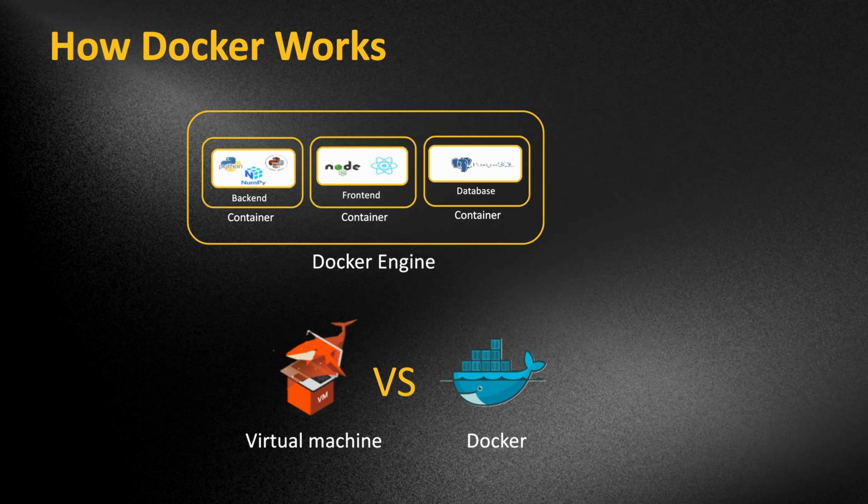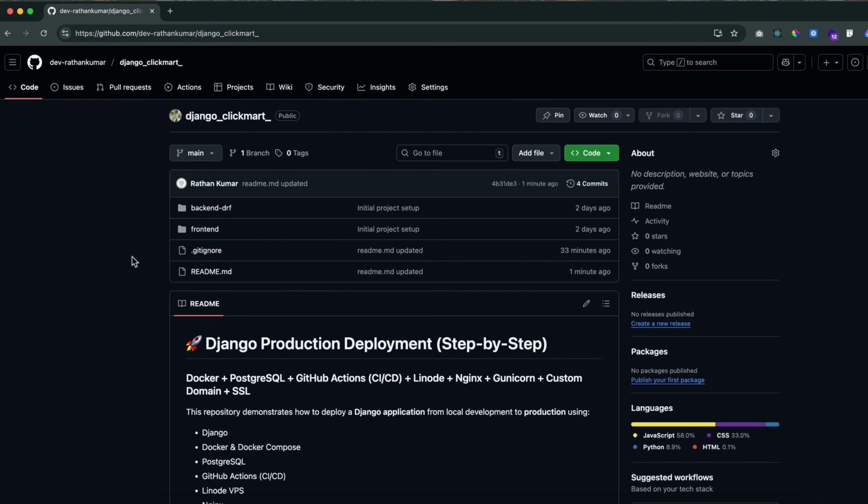I hope you now have a clear understanding of Docker. Next, we will install Docker and clone my project from GitHub, and then we will deploy it on the production server. All right, let's start with installing Docker on your local system.